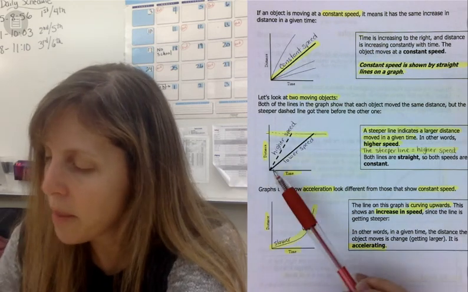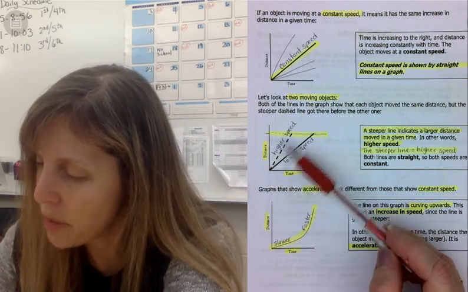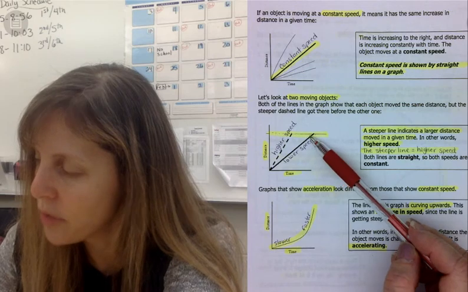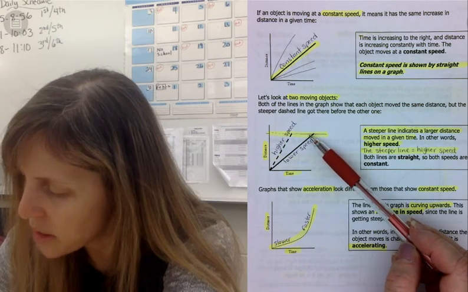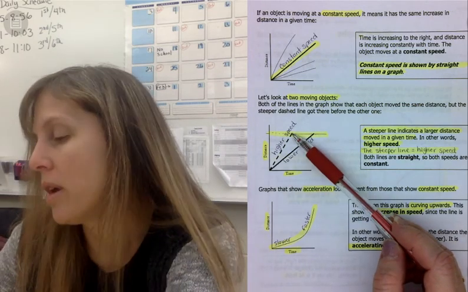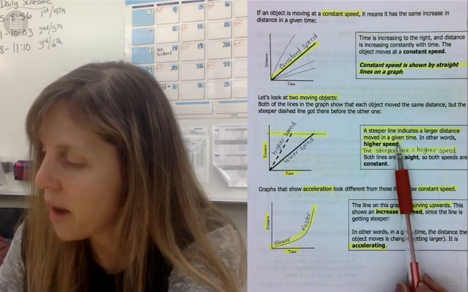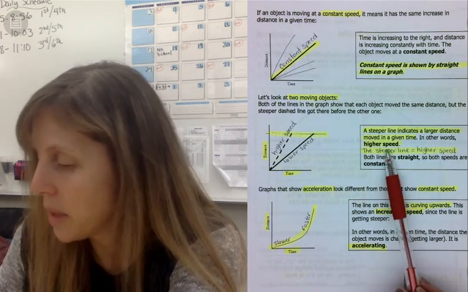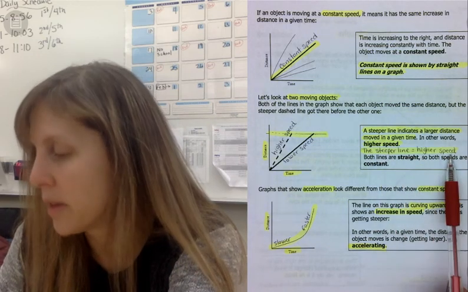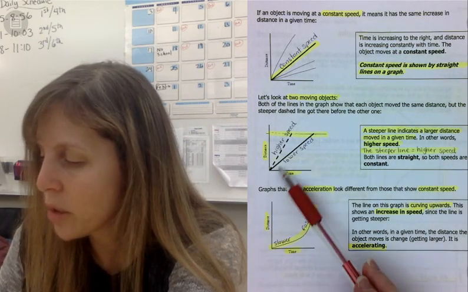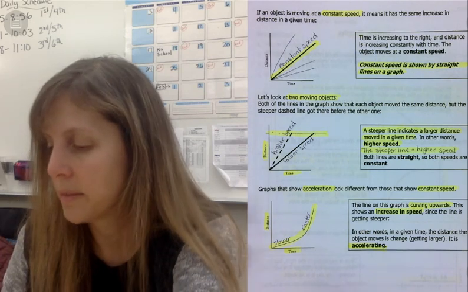So let's look at two moving objects. Both of the lines on the graph show that each object moved the same distance, but the steeper dashed line got there before the other one. A steeper line indicates a larger distance moved in a given time. In other words, higher speed. So the steeper the line, the higher the speed. Both lines are straight, so both speeds are constant.